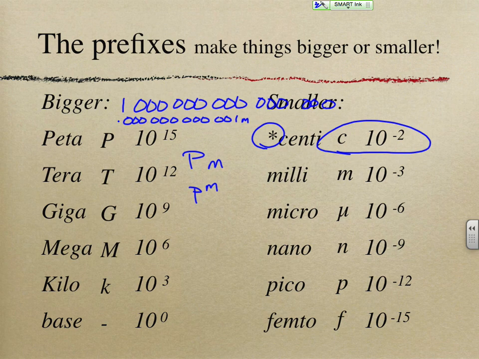But the reason that we jump by threes here is because, is this not how we think of numbers? I don't know, maybe you guys don't.